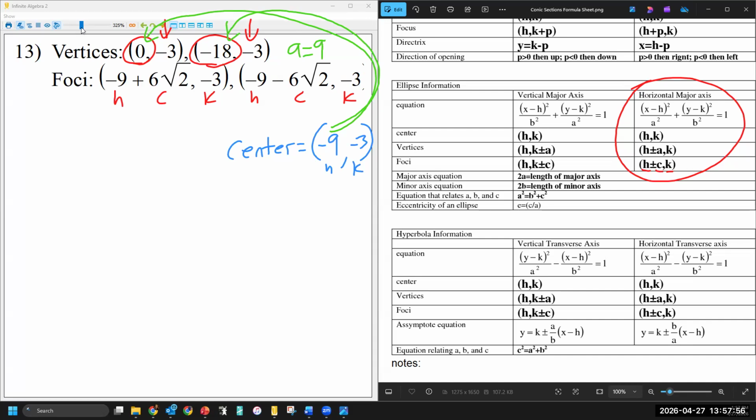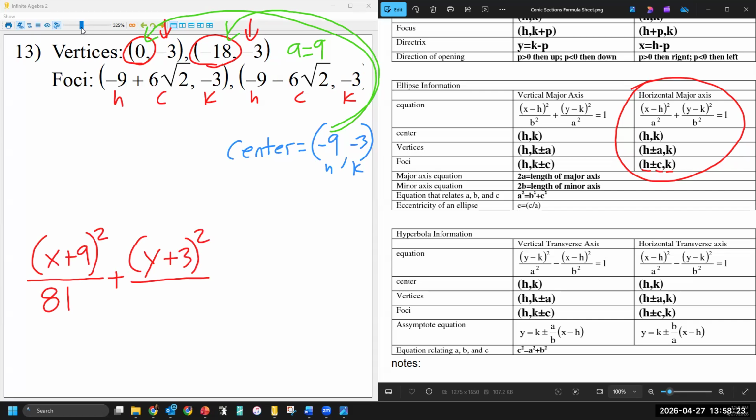Okay. Well, right there, we already have almost all of my answer. So let's go ahead and write out what we have. We know x minus -9, so x plus 9, over a squared, so 81, and then y minus -3, so y plus 3.